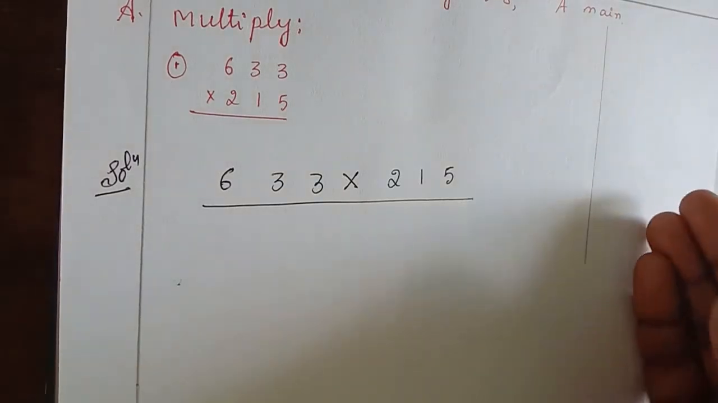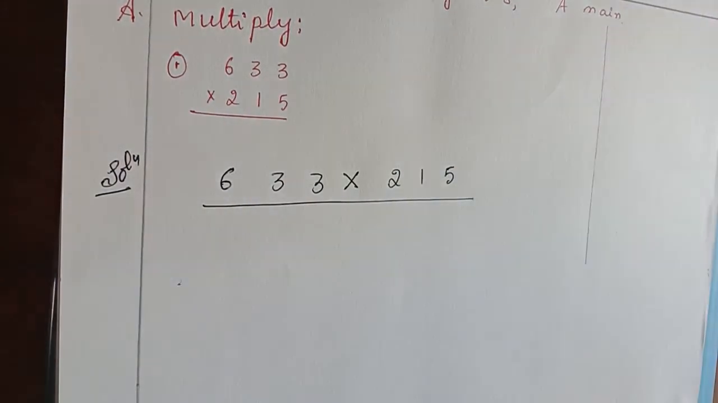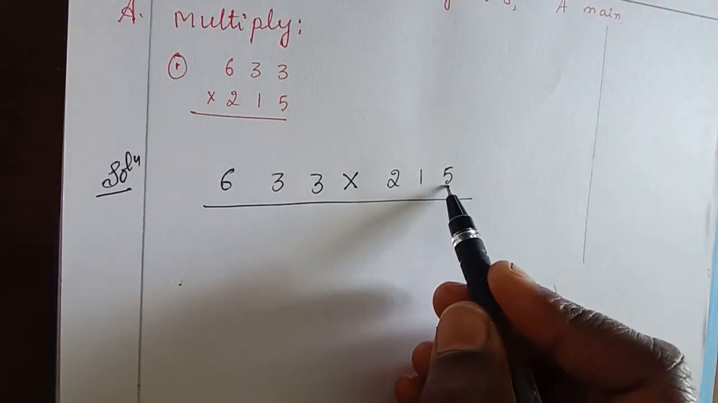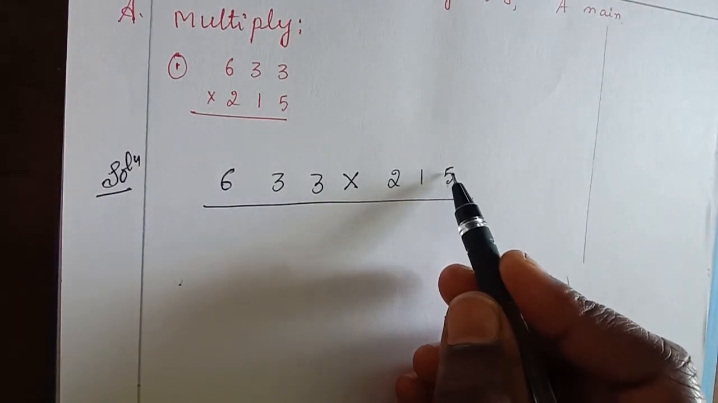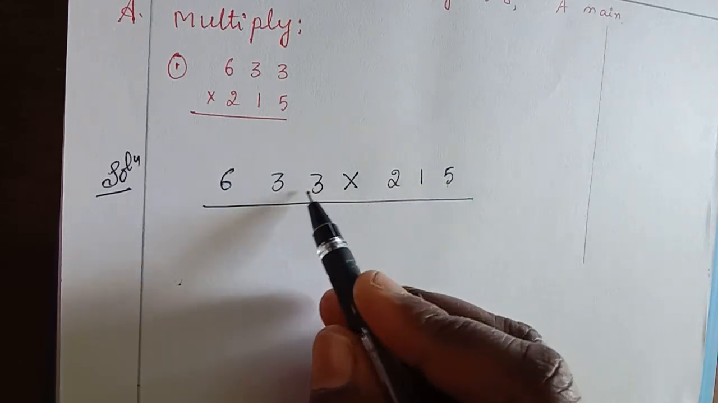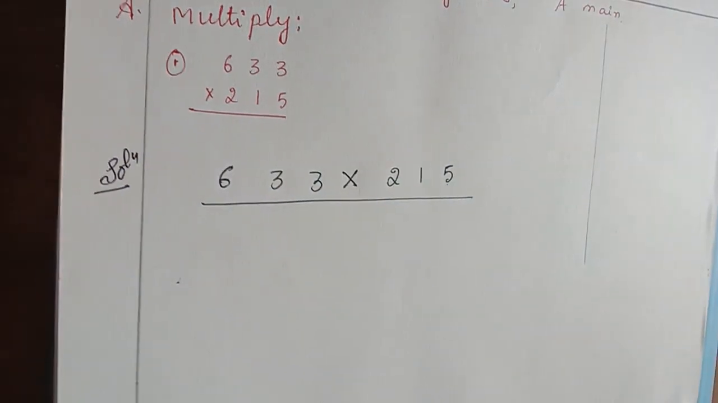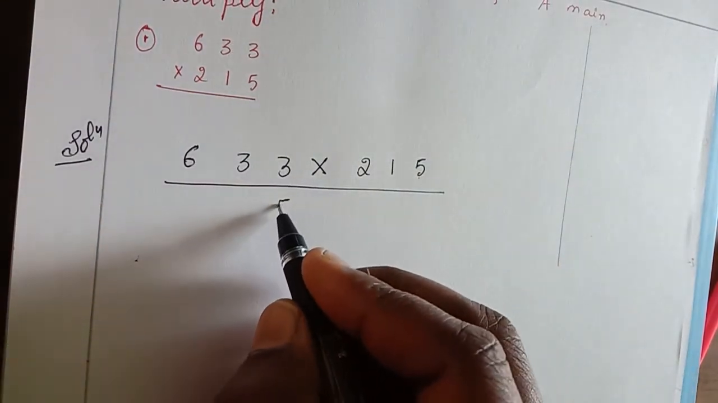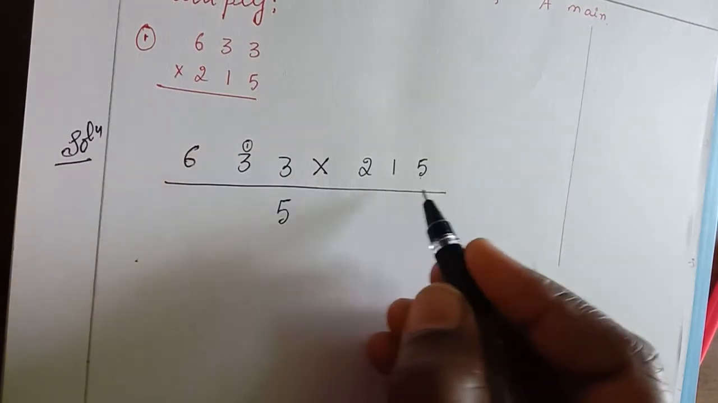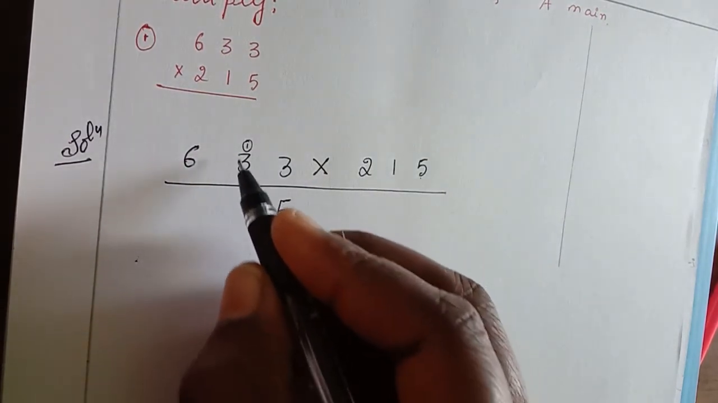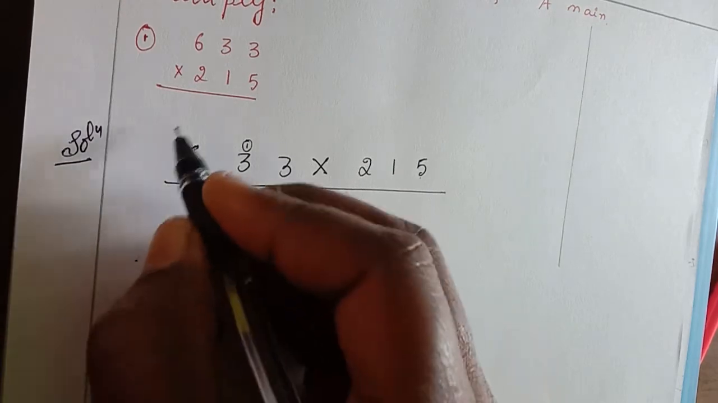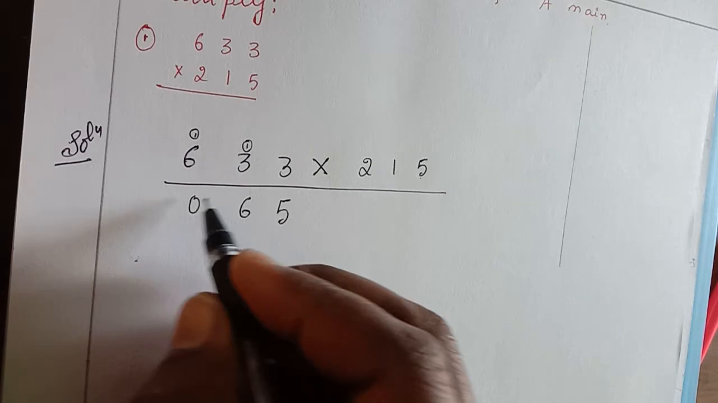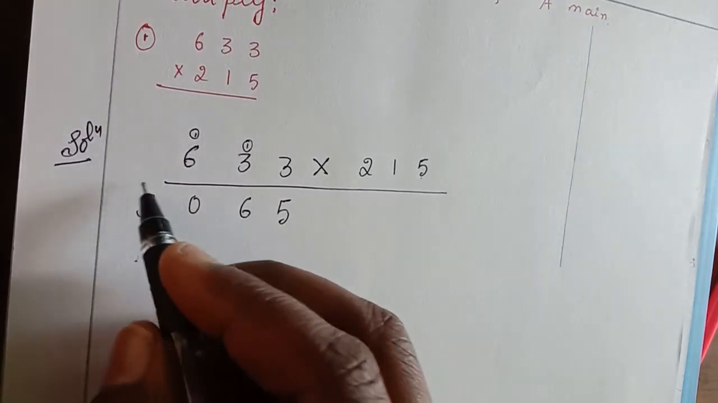If you want any rough work or tables, you can write here, but don't write the full table. Clear? So we have to multiply by the ones place. What is the ones place here? From 5 you can multiply all the 3 digits and write the product down. 5 3s are 15. So 5 write and 1 carry. 5 3s are 15 plus 1 is 16, 6 write and 1 carry. 5 6s are 30. So 0, and 3 goes to the next place, right?